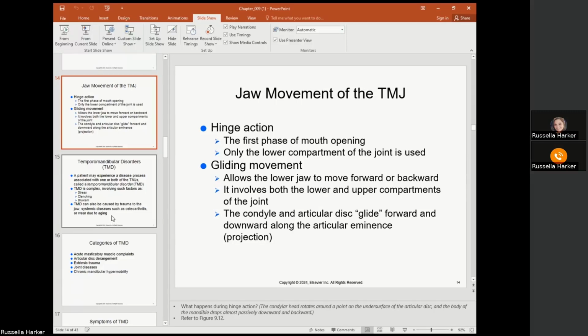Gliding movement allows the lower jaw to move forward or backward. It involves both the lower and upper compartments of the joint.